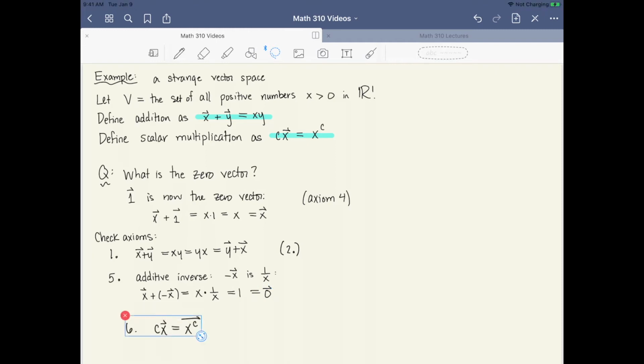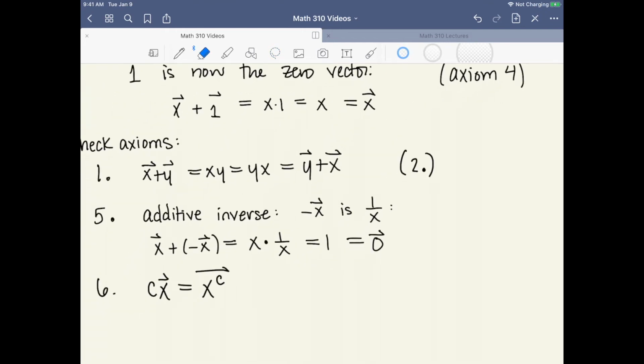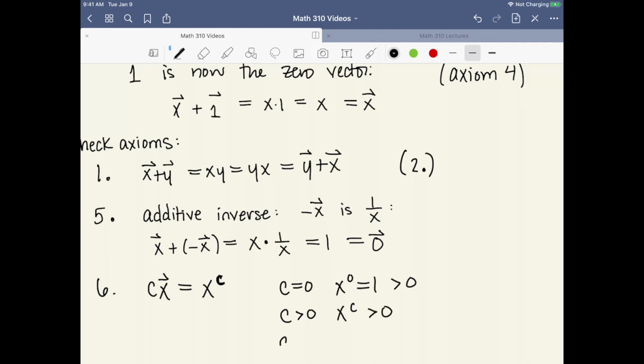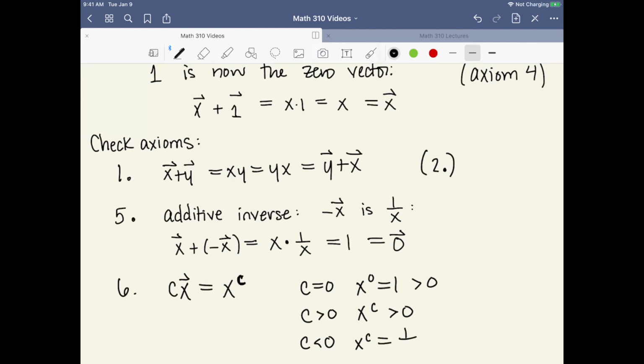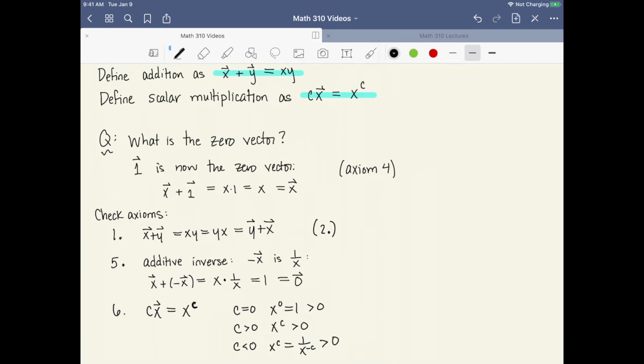Axiom 6 tells us that we should check whether scalar multiplication as defined is giving us a positive number. A scalar times a vector is defined to be the number x to the cth power, which I have here in vector notation, or we can just write the number x to the cth power. So you just need to convince yourself that this is indeed a positive number. If c is equal to 0, you get x to the 0, which is 1. That's positive. If c is a positive number, no problem. x to the c power is going to be positive. And if c is a negative number, just remember your rules for exponentiation. x to the c is 1 over x to the negative c, which is then that positive number, and this is positive. So it's certainly closed under scalar multiplication as well.